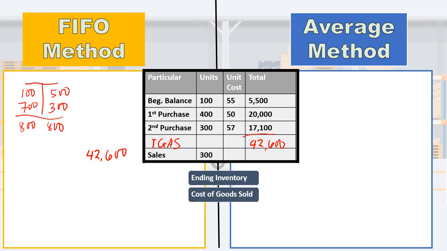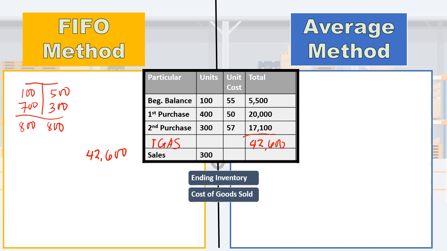So kumpitin lang natin yung ending inventory. So ang gagamitin po natin ay yung 500. So dahil FIFO method to, para makuha yung ending inventory, ito po yung mga last purchases po natin. Kasi nga, yung mga first purchases tsaka yung beginning, part na yun ng cost of goods sold. So therefore, yung ending inventory, ito po yung mga last purchases.